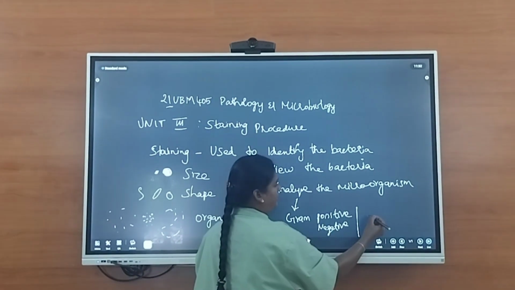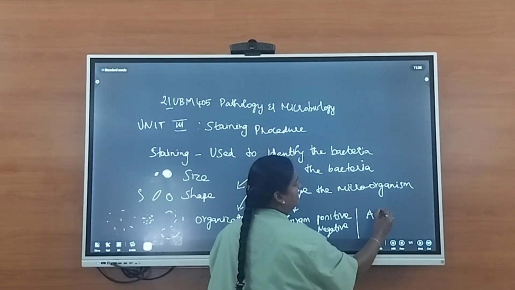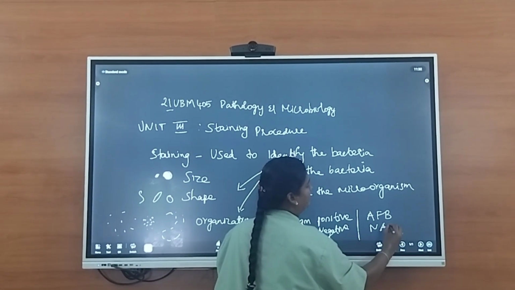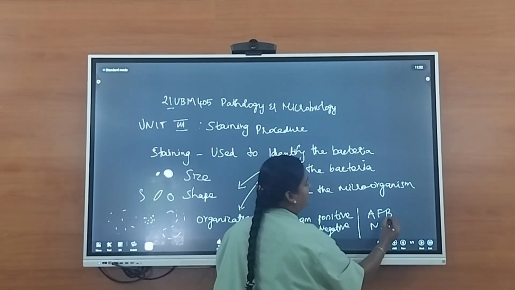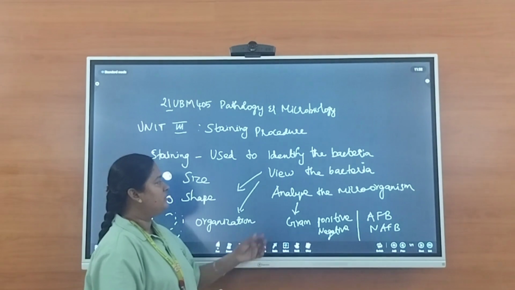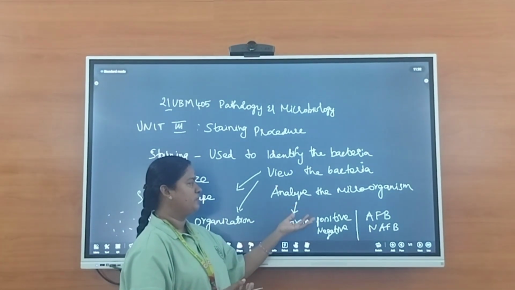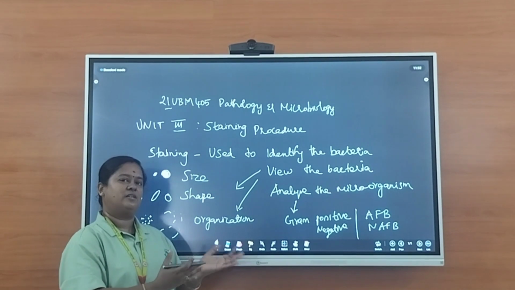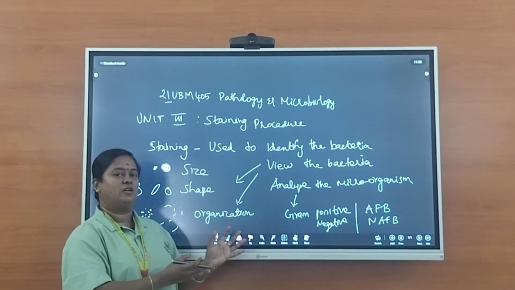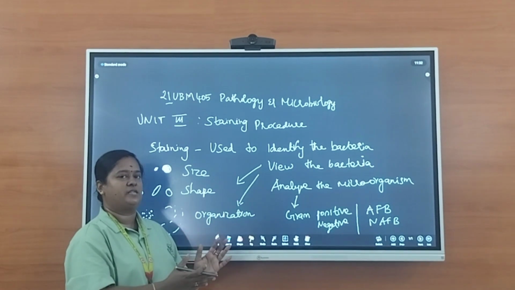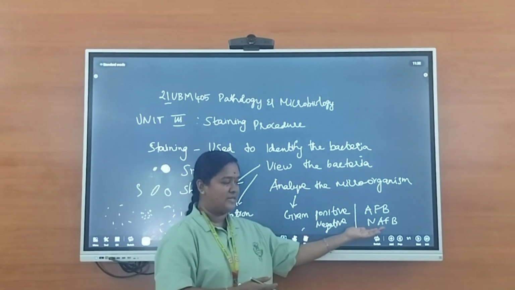Also we can go for acid fast bacteria and non-acid fast bacteria. That is also AFB staining, and non-acid fast bacteria also we can identify. So analyzing the microorganism means whether it is gram positive or gram negative, or acid fast bacteria or non-acid fast bacteria, which can be identified with the help of acid fast staining. This is gram staining, this is acid fast staining.